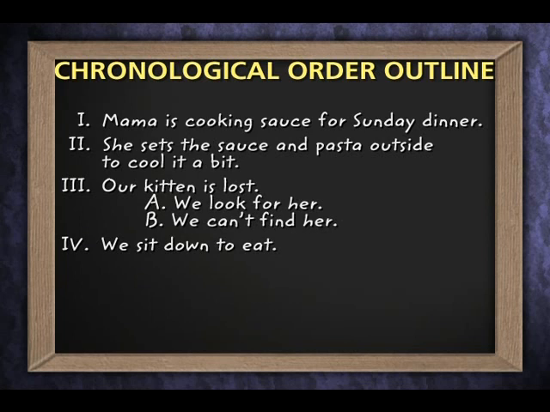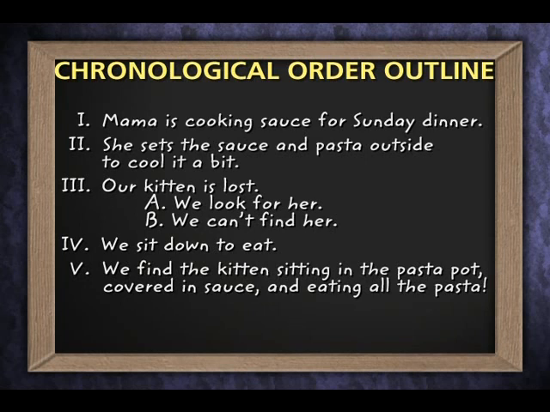Now, I have not resolved the issue of where the kitten is. I'm leaving that for the end of my story. Roman numeral 5, we find the kitten sitting in the pasta pot, covered in sauce and eating all the pasta. So what I've done is I've built suspense by saving that punchline for the end.